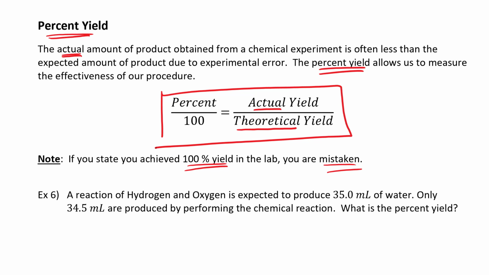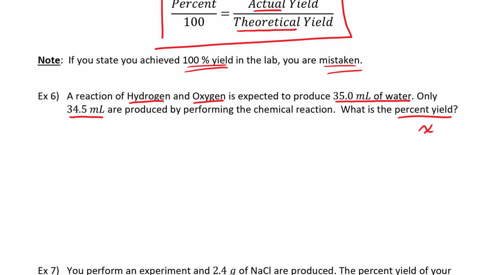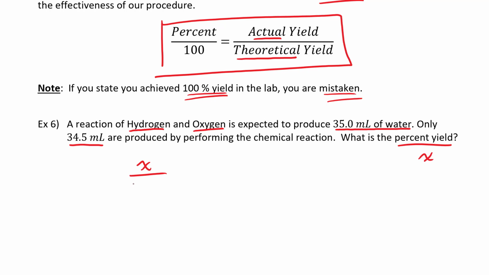Let's try some examples. In the chemical reaction of hydrogen and oxygen, you're expected to produce 35.0 mL of water. This is what you theoretically calculated using your stoichiometric calculations. When you do the reaction, you collect the water and you measure it's only 34.5 mL that you received. The question is, what is your percent yield? That's your unknown. We will use x as our unknown.